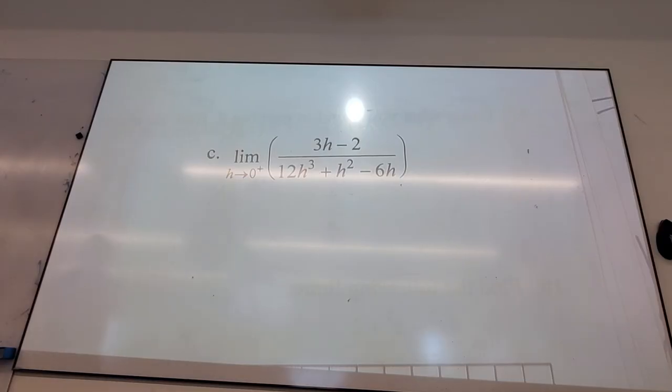Yes, it's going to be some kind of infinity. You guys with me? The only time I must definitely do work is if I get 0 over 0 or infinity over infinity. Then I have to try to factor it. But here's the kicker. Yeah, go ahead.